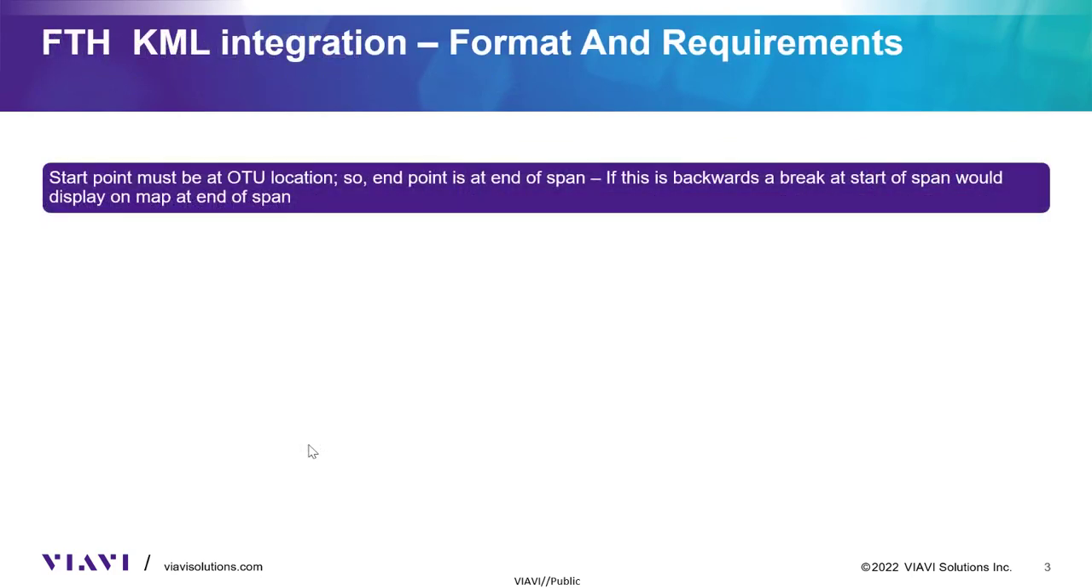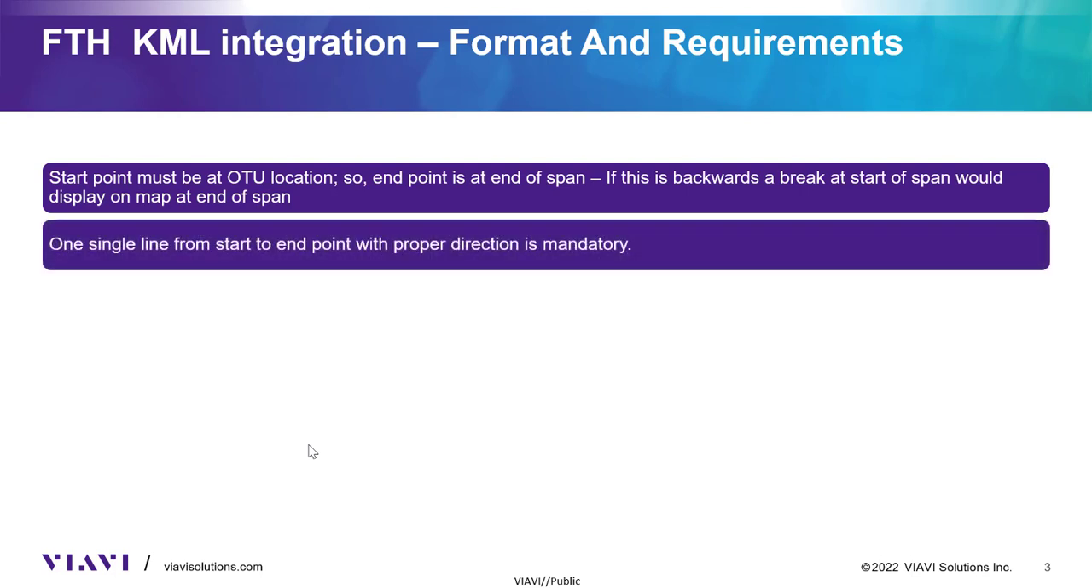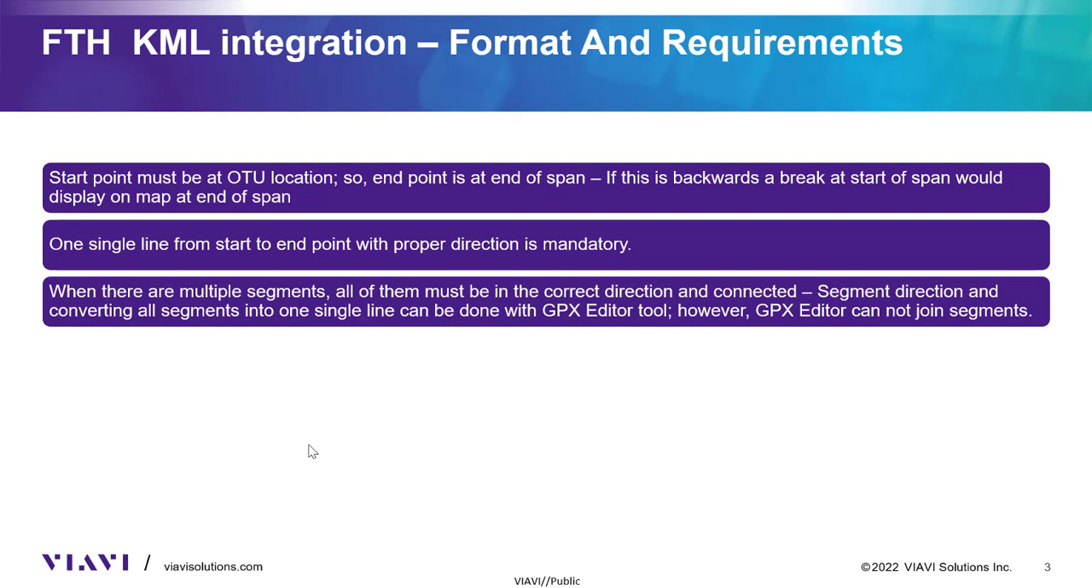The SmartOTU KML format is that the start point of the map route must match the start point of the OTU. If this is drawn backwards, then a break at the OTU would appear at the end of the span. A map route may contain many segments. If there are segments, they all must be drawn in the same direction. If the route is from the OTU east, all segments must be drawn in the east direction, and all segments must be completed so there is one complete route or span.